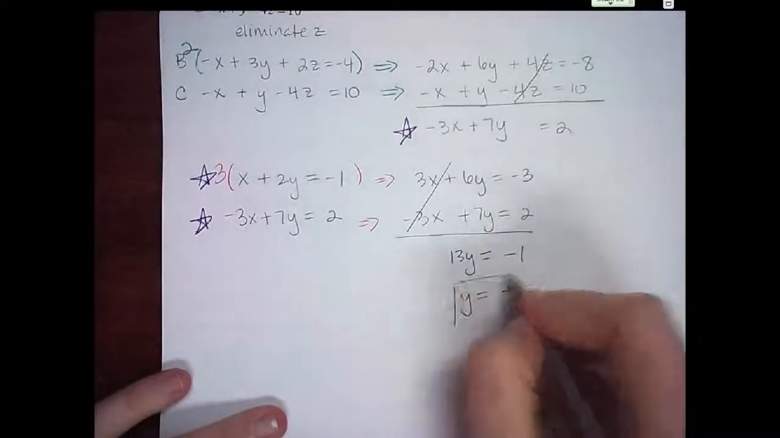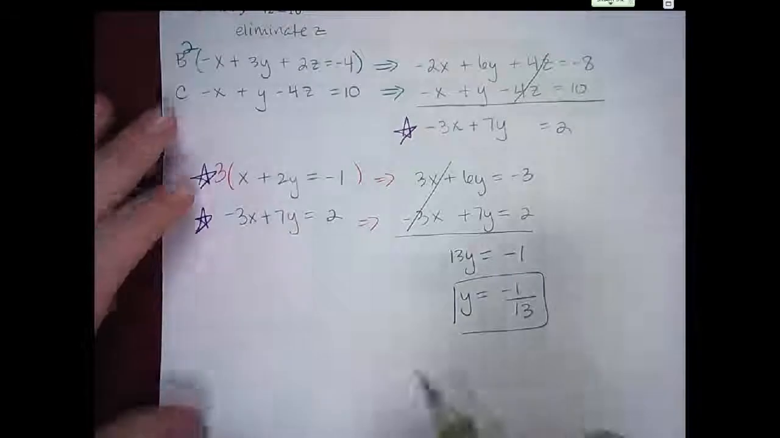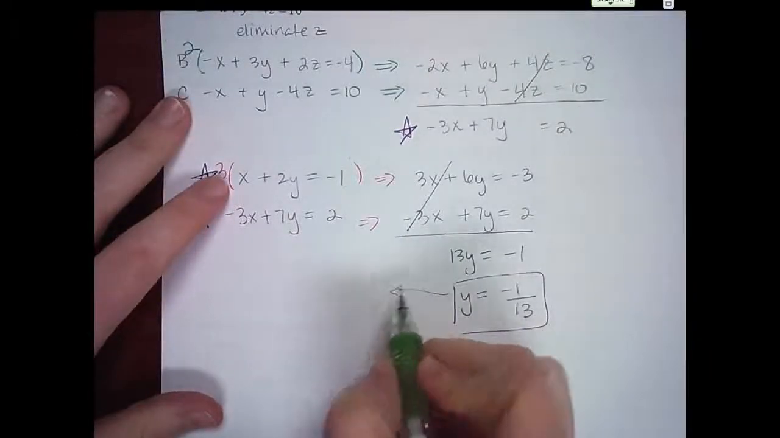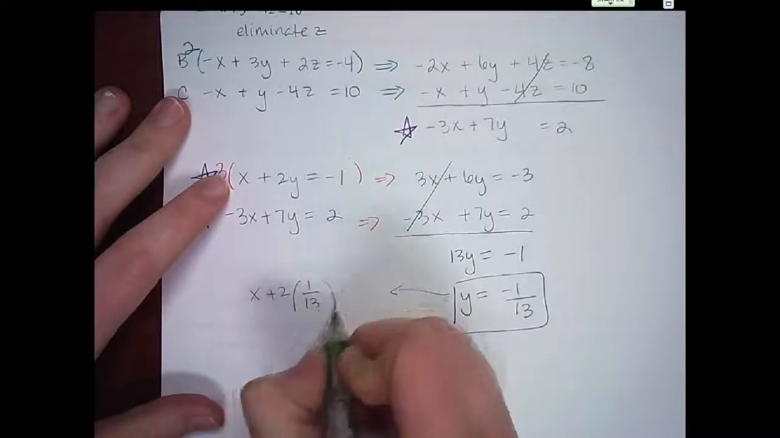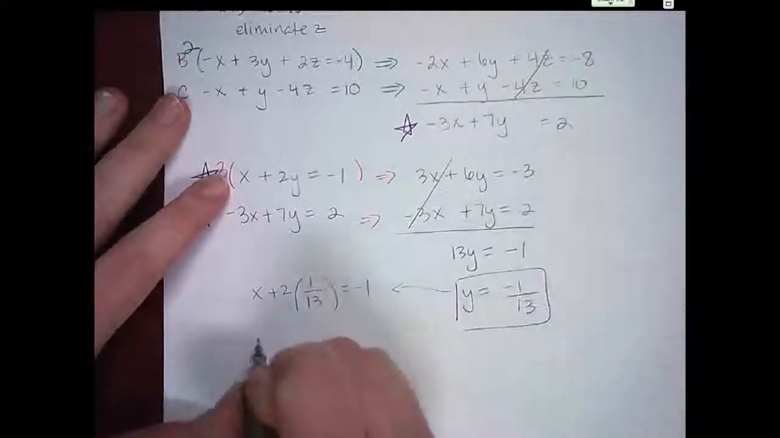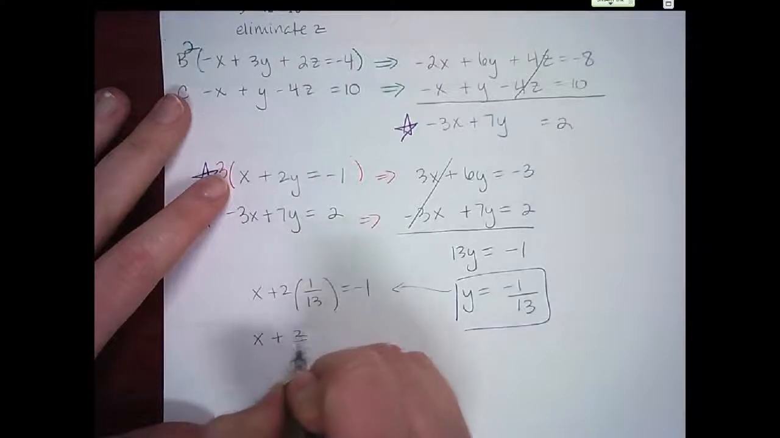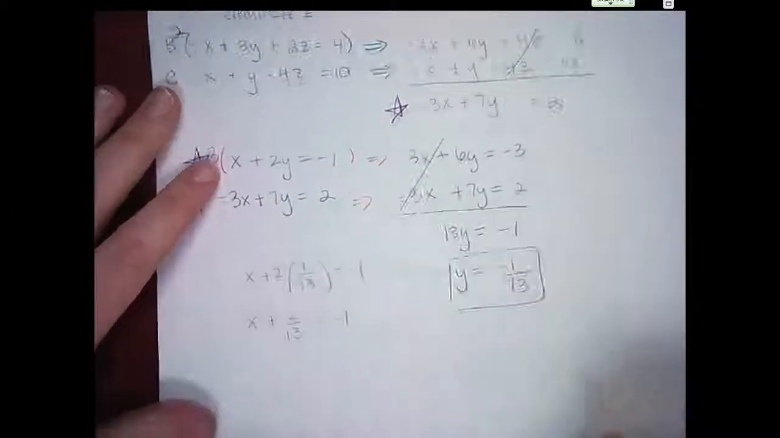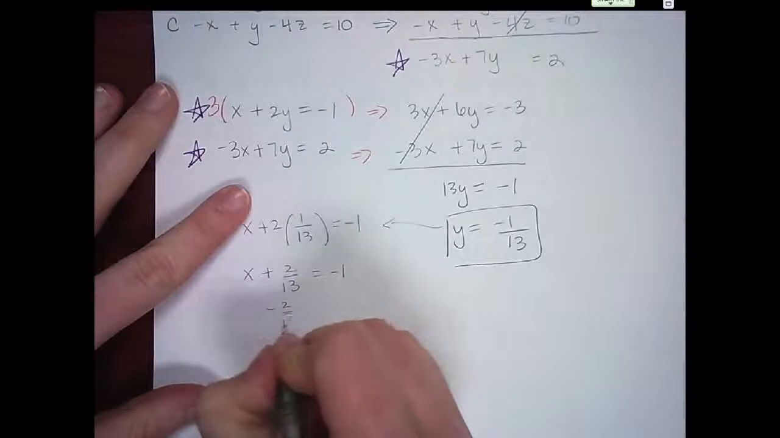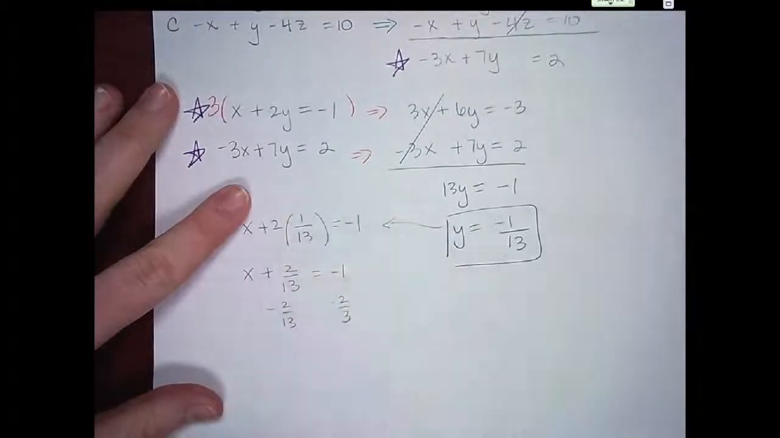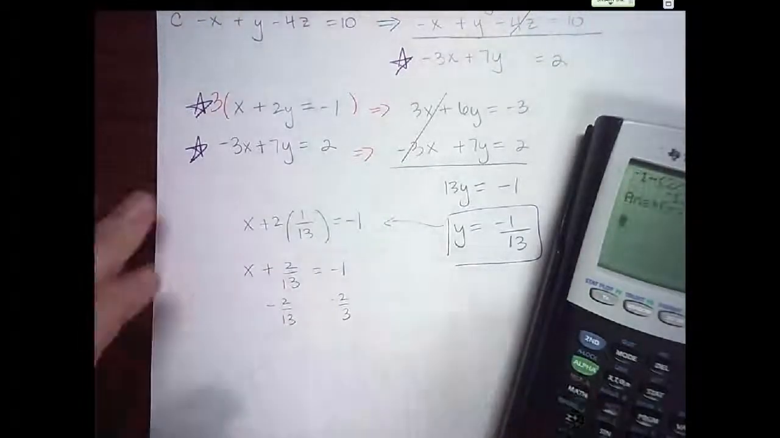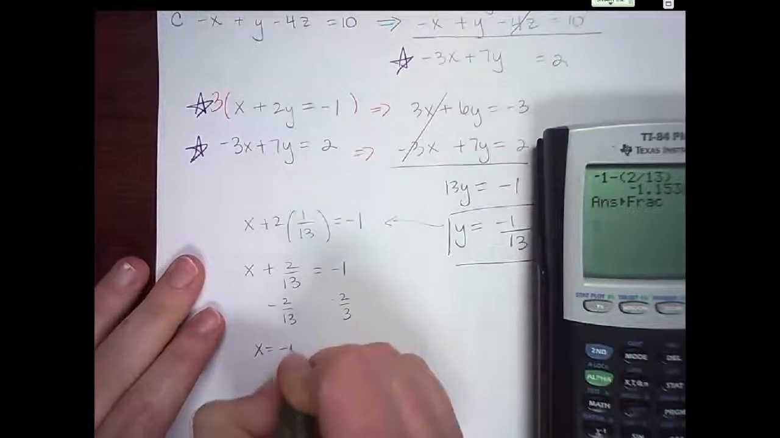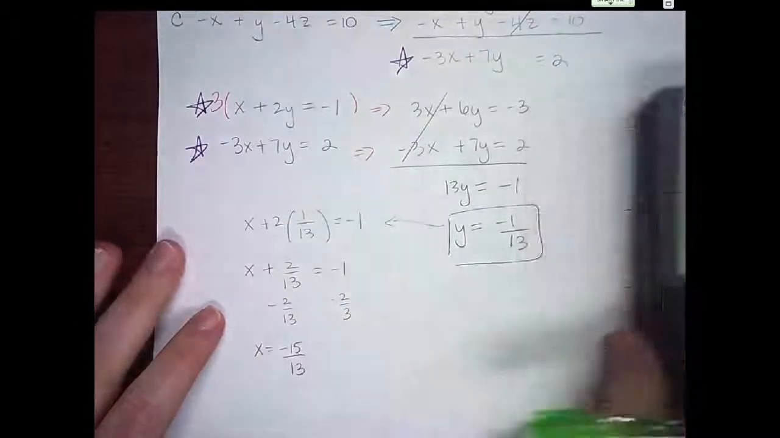Okay, so now that I have y, I'm going to plug that back into one of these two right here. So I'll go to this first one. X plus 2 times 1 over 13 equals negative 1. And I want to solve for x, so I'm going to subtract 2 over 13. And I'm going to just put that in my calculator. Negative 1 minus 2 over 13. And I get x equals negative 15 over 13.